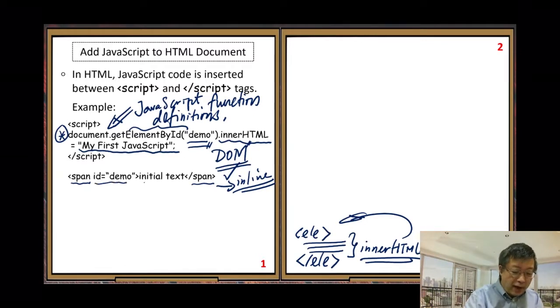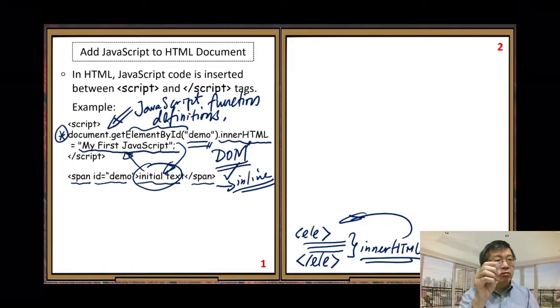The original initial text is this one, but after we call this JavaScript function, the content will be changed to the string "my first JavaScript". You replace the old string by a new string, and this is dynamic. You change existing content. That's the dynamic feature. So in this simple example, we can see a lot of things. Next.